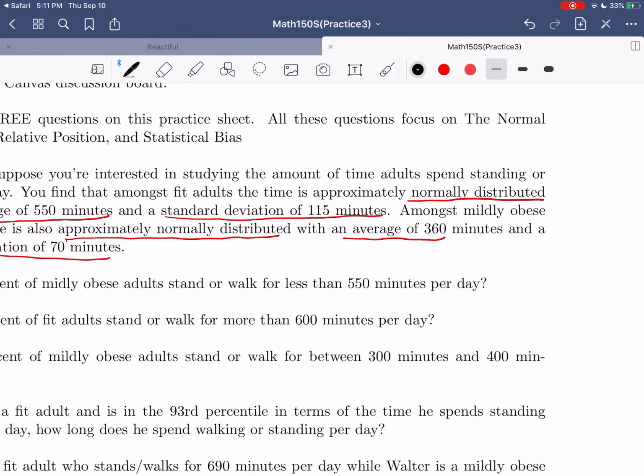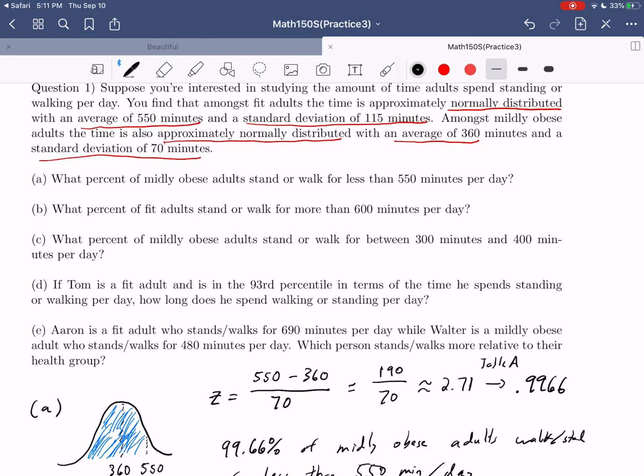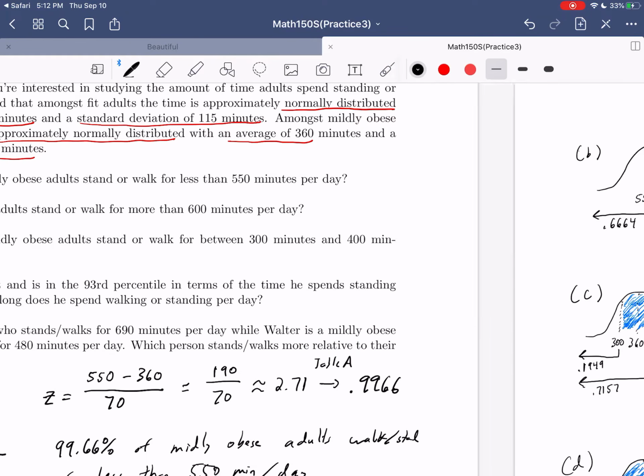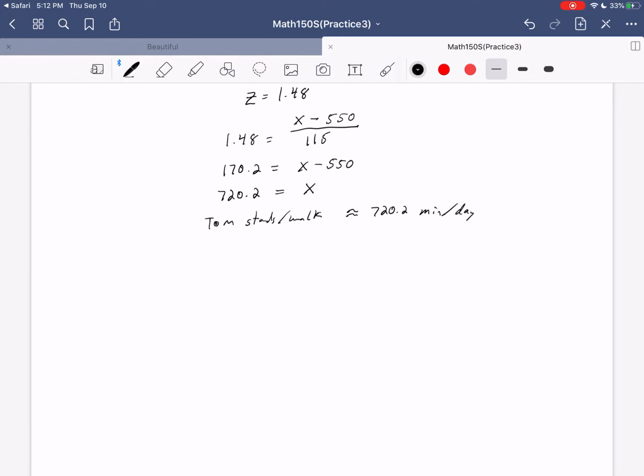All right, we've got one last piece to this, which is part E here. So for part E, we have two people, Aaron, who is a fit adult who stands and walks for 690 minutes per day, while Walter is a mildly obese adult who stands or walks for 480 minutes per day. So we want to know which person stands or walks more relative to their health group. So this is a relative position question, so we're going to be using the z-score.